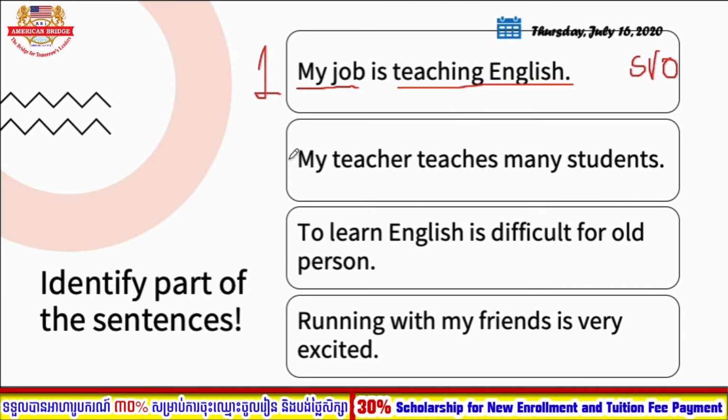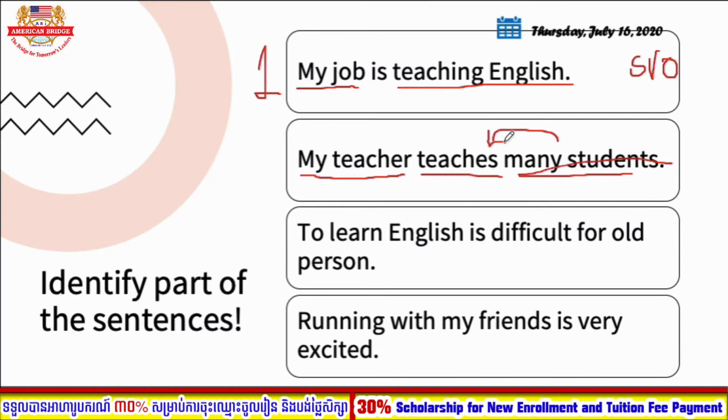So let's move on to sentence number 2. My teacher teaches many students. My teacher in this situation is a noun phrase, so this one is the subject of the sentence. Teaches is the verb. Many students, it is the object. Why is many students the object? Why is it not the complement? Sure, because it is affected by the action verb, which is teach.